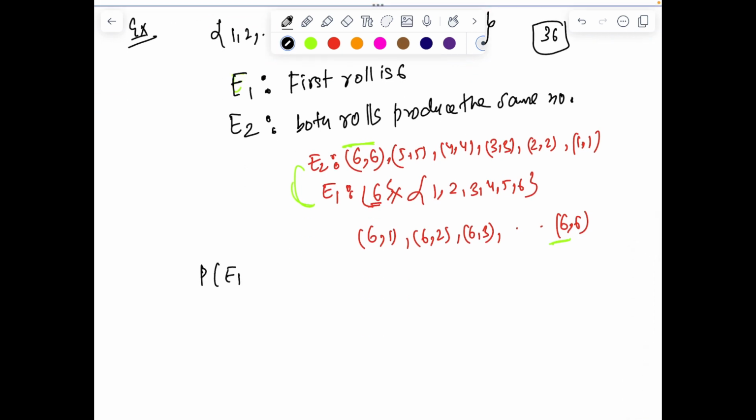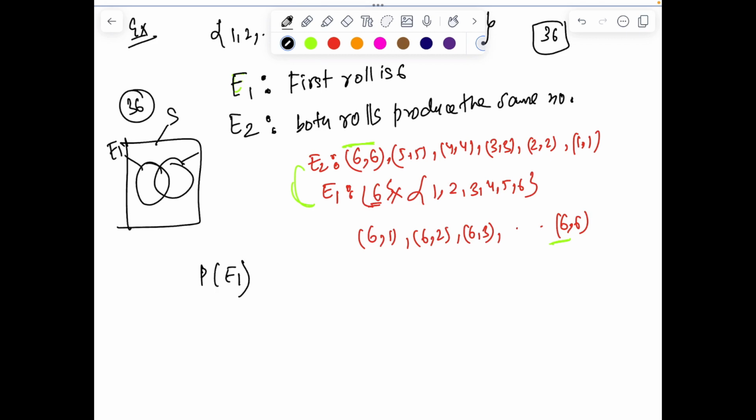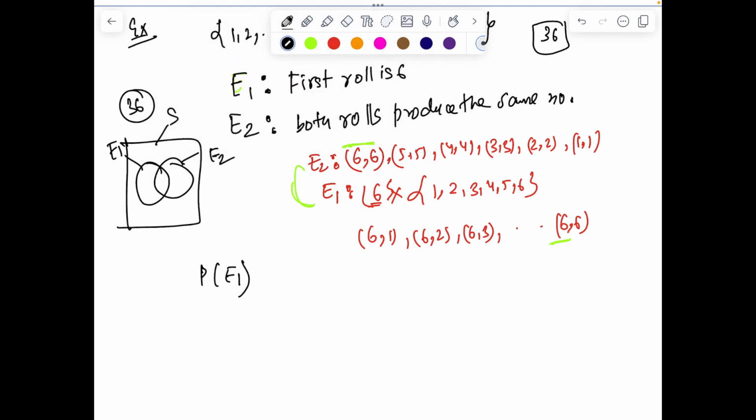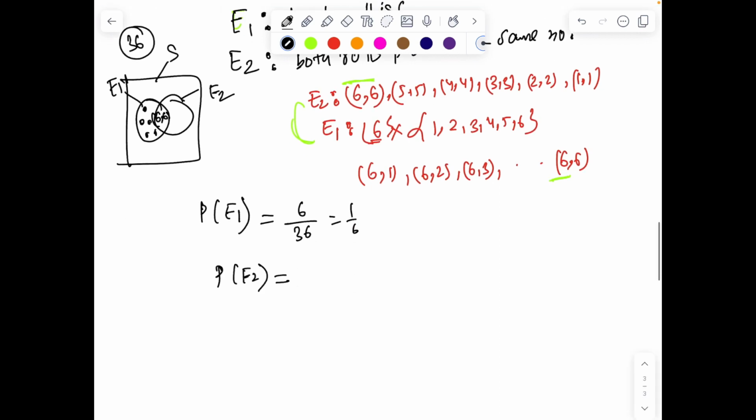So now let's calculate what is P of E1. We have a sample space H containing 36 elements. We define an event E1 and an event E2. So what is the chance of E1? How many elements are in E1? We have 6 elements. Out of these, one common element will be 6 6 for both of them, then we'll have 1 2 3 4 5. So the probability of E1 is 6 by 36, which is 1 by 6. What is the chance of E2? Probability of E2 is still 6 by 36, which is 1 by 6.